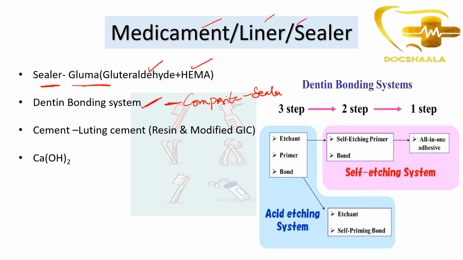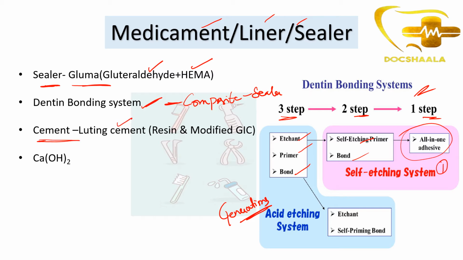And here you can see in this image, dentin bonding systems are of different generations. This is just a brief gist about what generations we have: the 3-step method, 2-step method, and 1-step method. We have etch, primer and bond in 3-step, whereas in 2-step we have self-etching primer and bond, and in 1-step all are available in one bottle. Then coming to the luting cement that we use, it is either resin GIC or resin modified GIC, and calcium hydroxide.